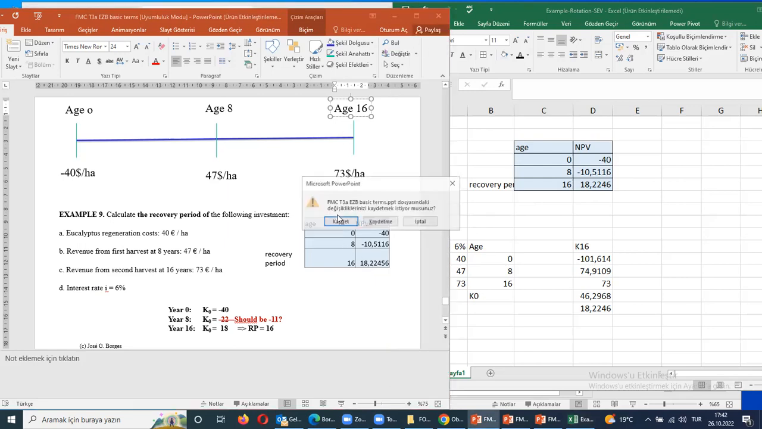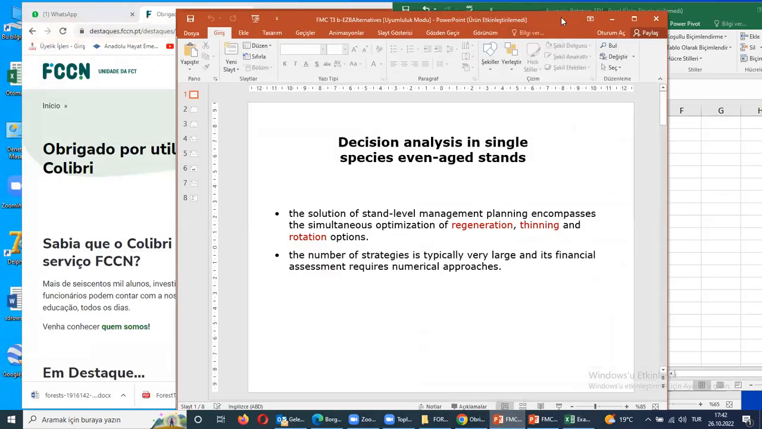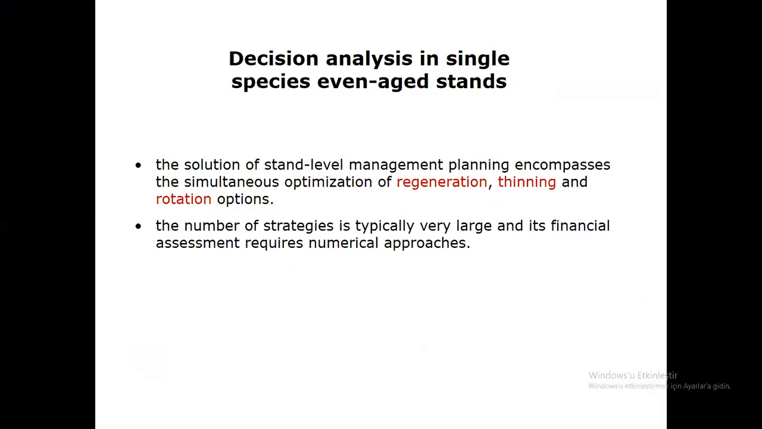Well, okay, we'll stop at this point. As I said, we'll go back to the other slide that we will talk about today, given the time availability. So decision analysis in a single stage, single even stand. What we are trying to come up with in this course is to find out the appropriate treatment regimes and the appropriate rotation period for a given stand.